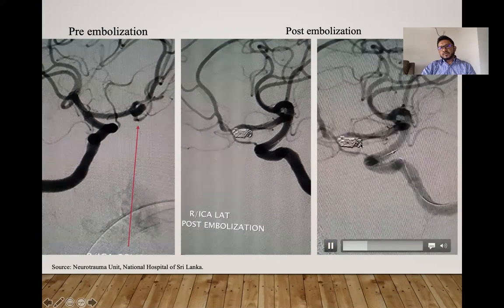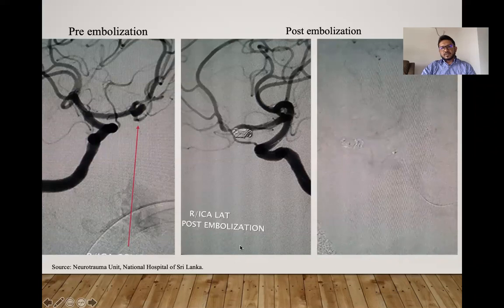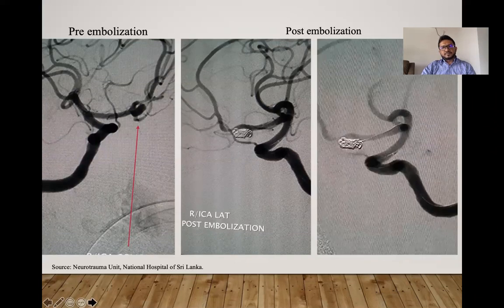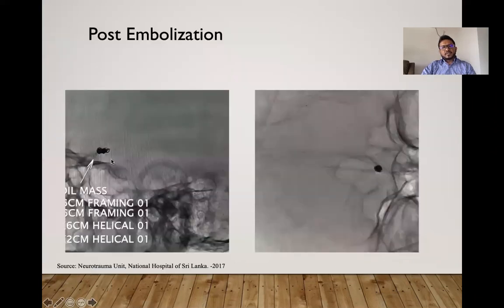The post-embolization image has shown that it's completely excluded from the circulation. And this is after post-embolization. The X-ray shows the coil sitting in the aneurysm.